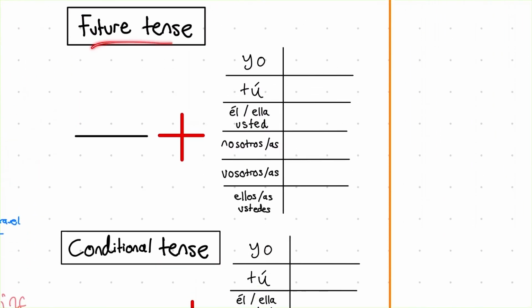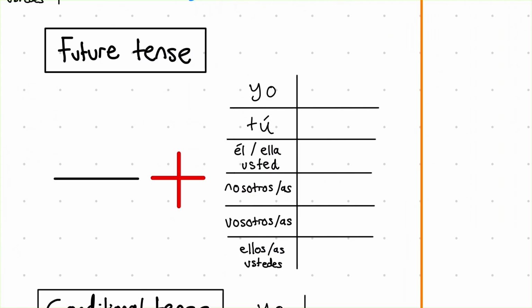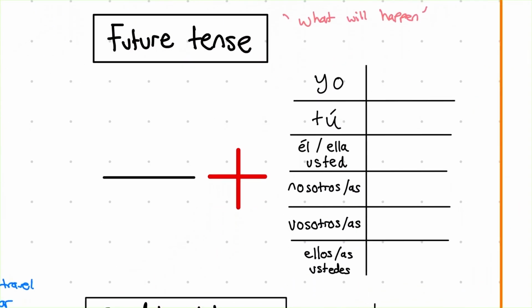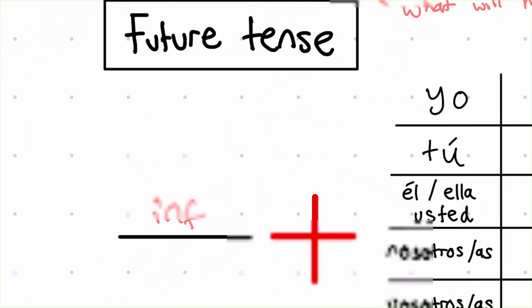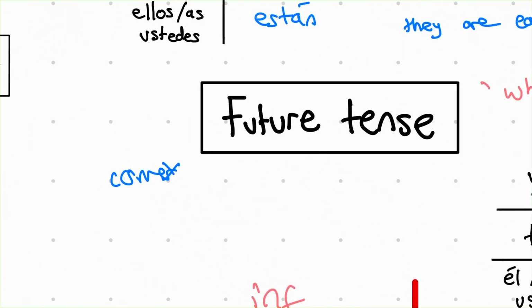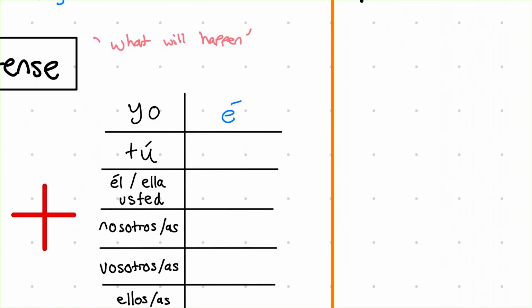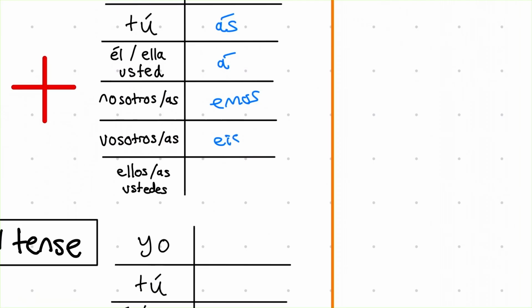The future and the conditional are quite similar, to be fair, but let's talk about the future tense. So this talks about what will happen. It's made up of two bits. We have the infinitive and then just a set of endings. In most tenses, for example, the present tense, you get rid of the er and you add in the ending. However, in this tense, we keep the infinitive and we add something to the end of that infinitive. So now let's obviously go through the endings. So for I form, it's é, then it goes ás, then á, then emos, éis, and án.